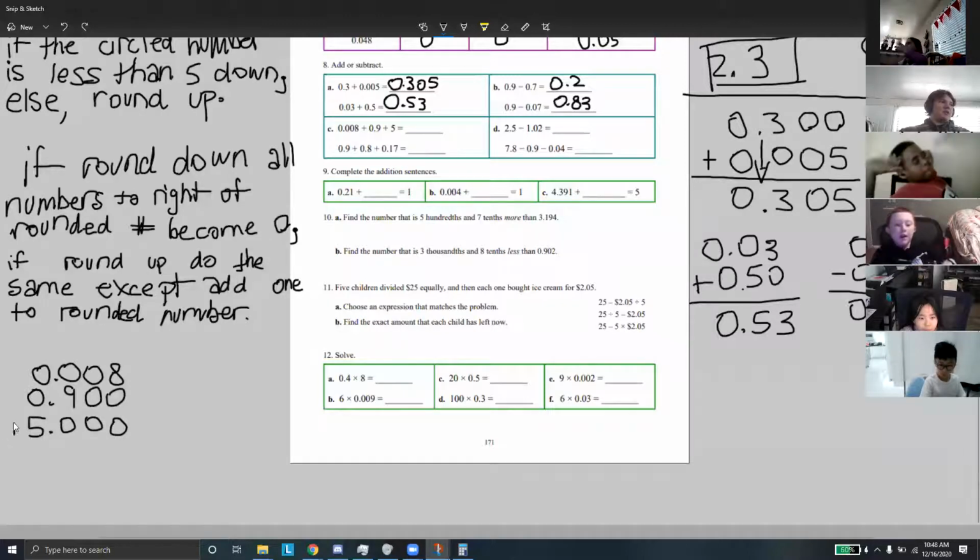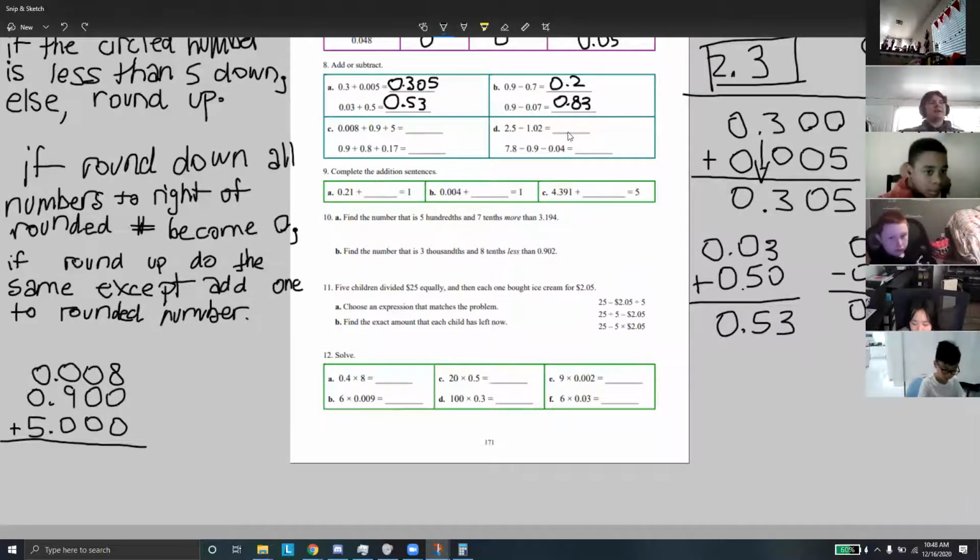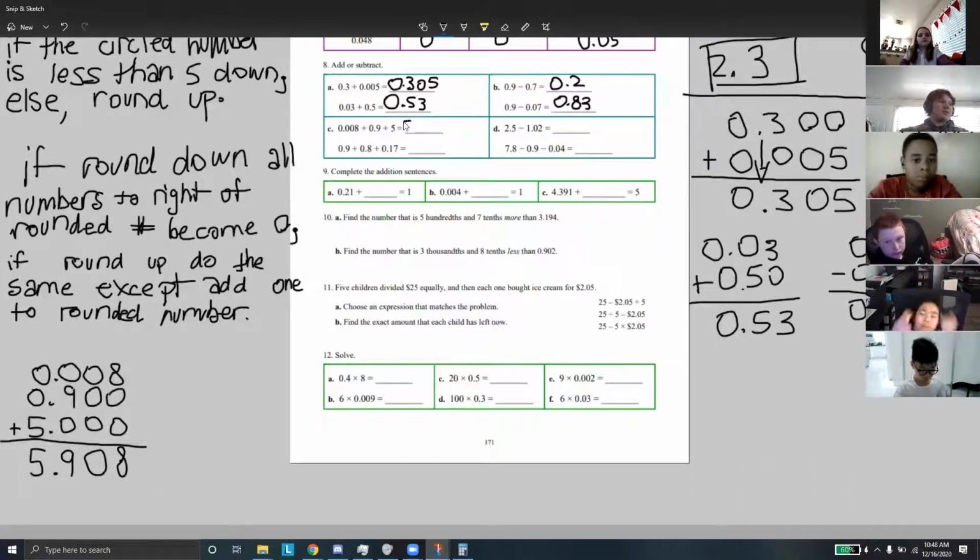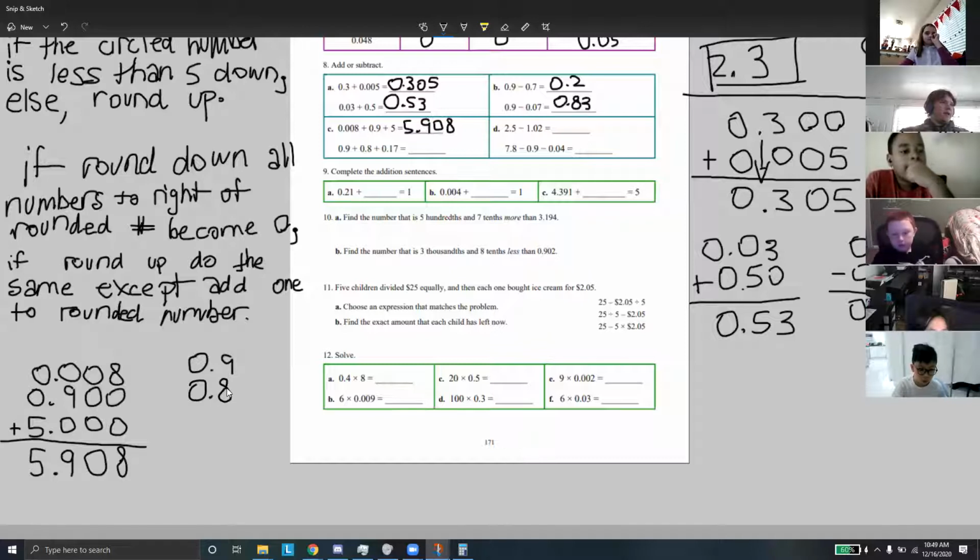So guys, one thing I want you to know is adding a bunch of numbers at the same time is fine, and we're only doing 3, so it's not a big deal, but subtracting a bunch of numbers like this one, just do it one at a time. Don't do them all at the same time. Okay, 8 plus 0 plus 0 is 8, 0 plus 0 plus 0 is 0, 0 plus 9 plus 0 is 9, 0 plus 0 plus 5 is 5. Drop the decimal straight down, and that's your answer, 5.908.